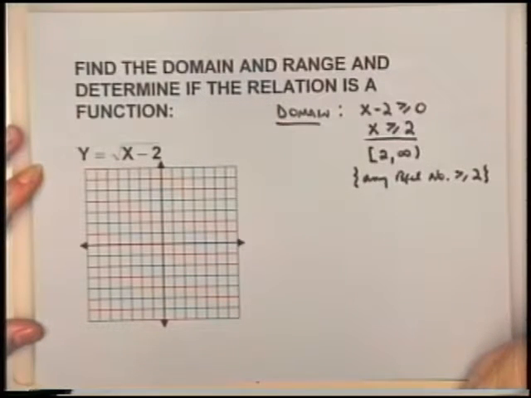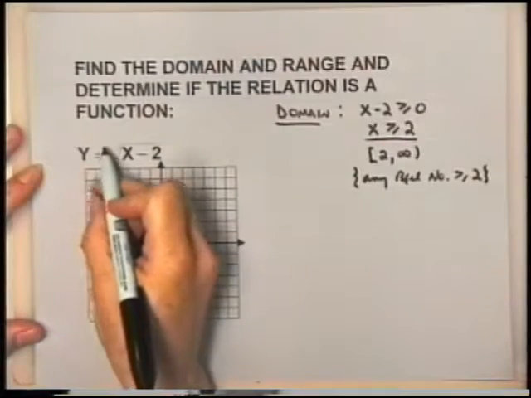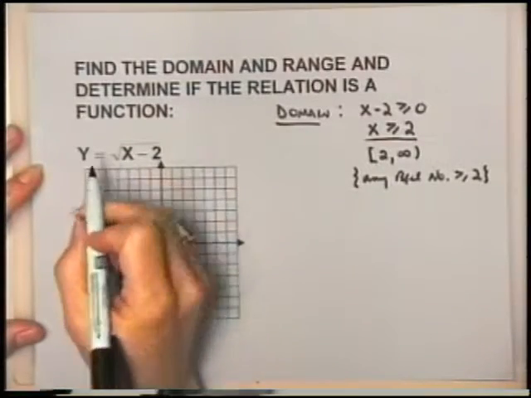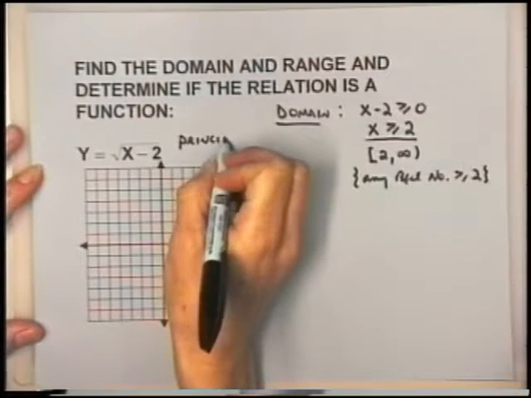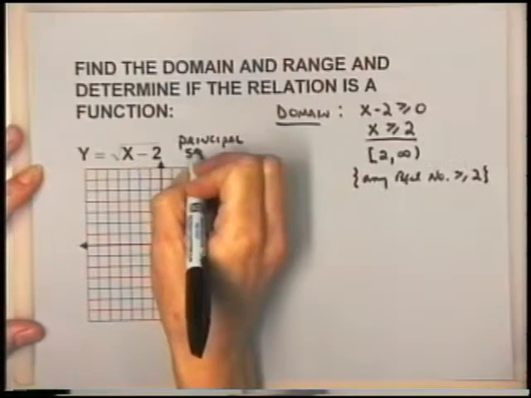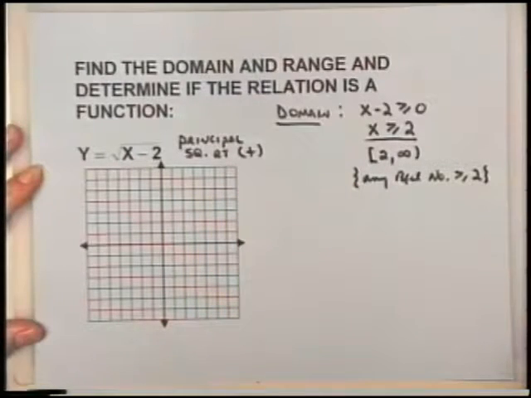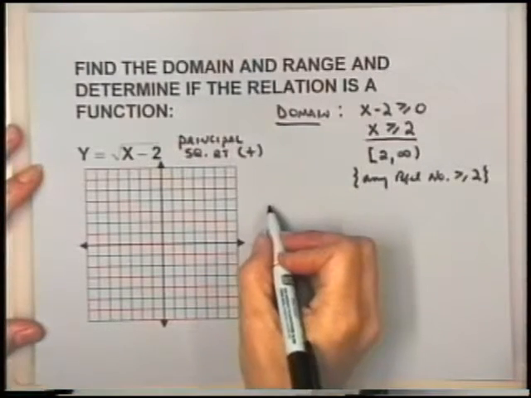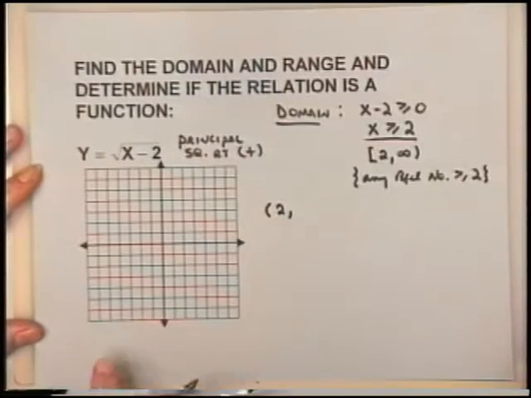Before we find some ordered pairs and talk about the range and whether or not we have a function, I want to remind you that this square root symbol without any signs written in front means the principal square root. The principal square root means the positive square root. So here we are only looking for the positive square root. Let's choose some values for x from this domain.